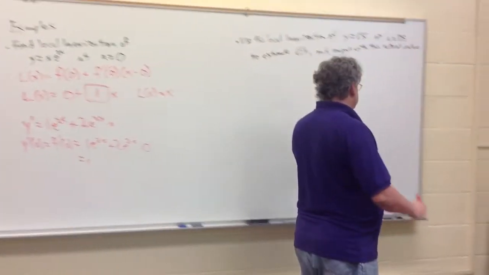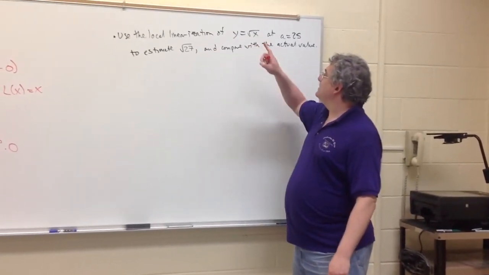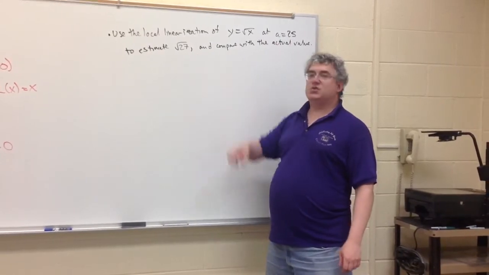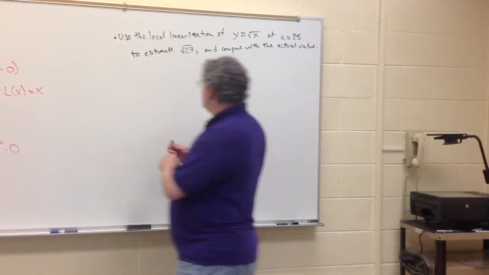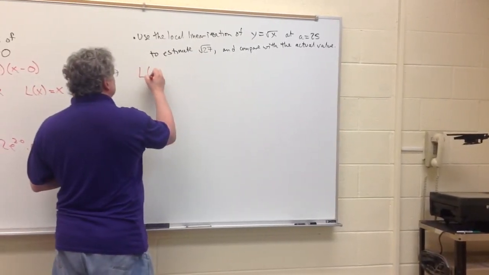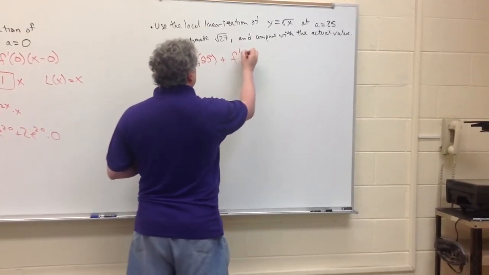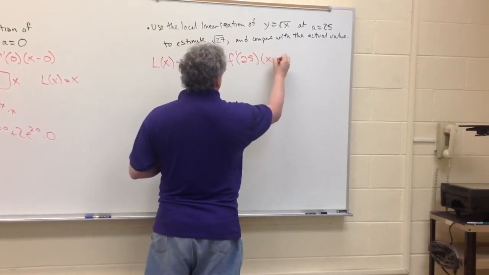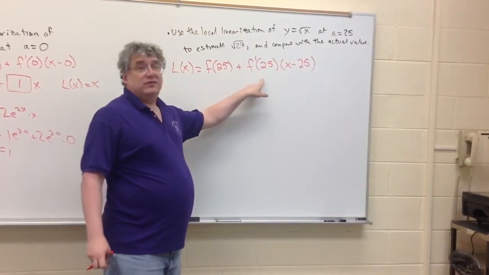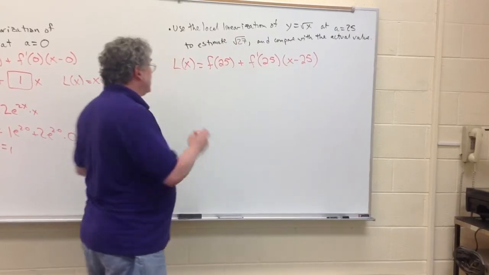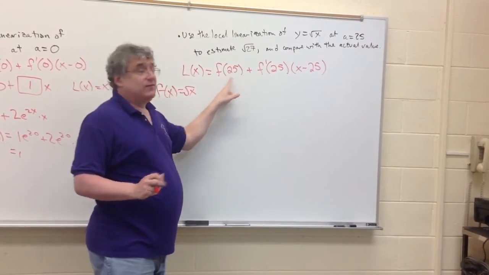Let's try a second example to see how linearization actually can be practical. Let's use the local linearization of y equals square root of x at a equals 25 to estimate the square root of 27. Okay, we need the linearization. Again, the linearization is going to be f at our base point plus f prime at our base point times x minus our base point. So we need f at 25 and f prime at 25. The function y equals square root of x, so f of x here is square root of x. Square root of 25 is 5.